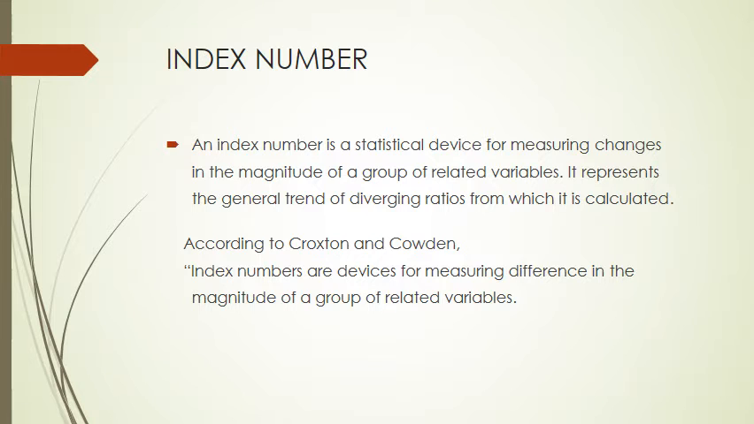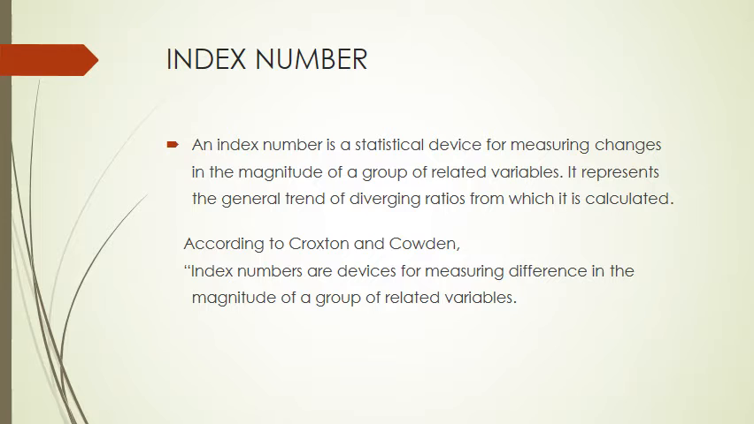Index number is a statistical device for measuring changes in the magnitude of a group of related variables. It represents the general trend of diverging ratios from which it is calculated. It is a measure of the average change in the group of related variables over two different situations. The comparison may be between like categories such as persons, schools, hospitals, etc.